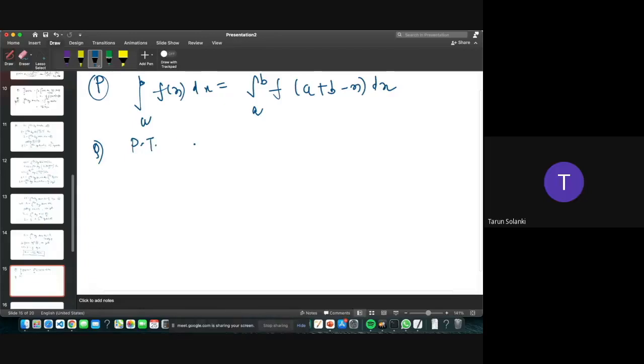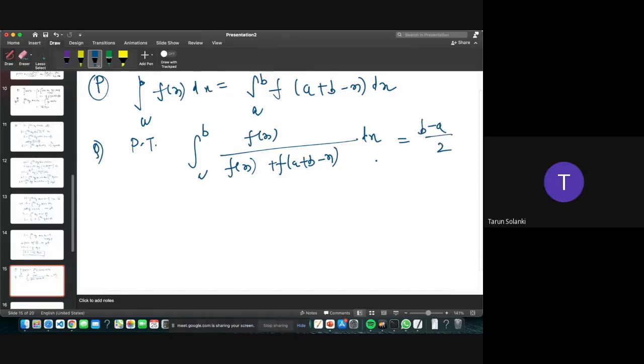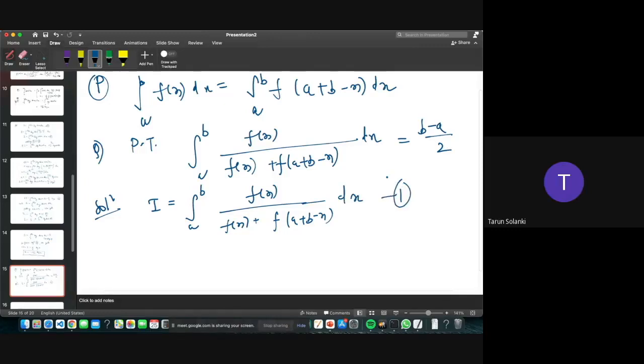Prove that the integral from a to b of f x divided by f of x plus f of a plus b minus x dx is equal to b minus a by 2. So let us solve. So I is equal to the integral from a to b of f x divided by f of x plus f of a plus b minus x dx. So this is equation 1.